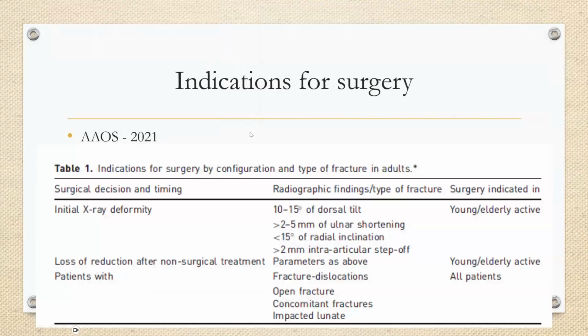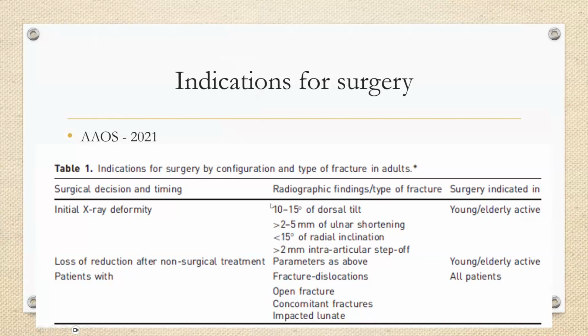So coming to the current indications for surgery as per AAOS in 2021. The unacceptable deformities which need surgical correction are dorsal tilt of 10 to 15 degrees, ulnar shortening of 2 to 5 mm, loss of radial inclination of less than 15 mm, and of course any intra-articular step-off.